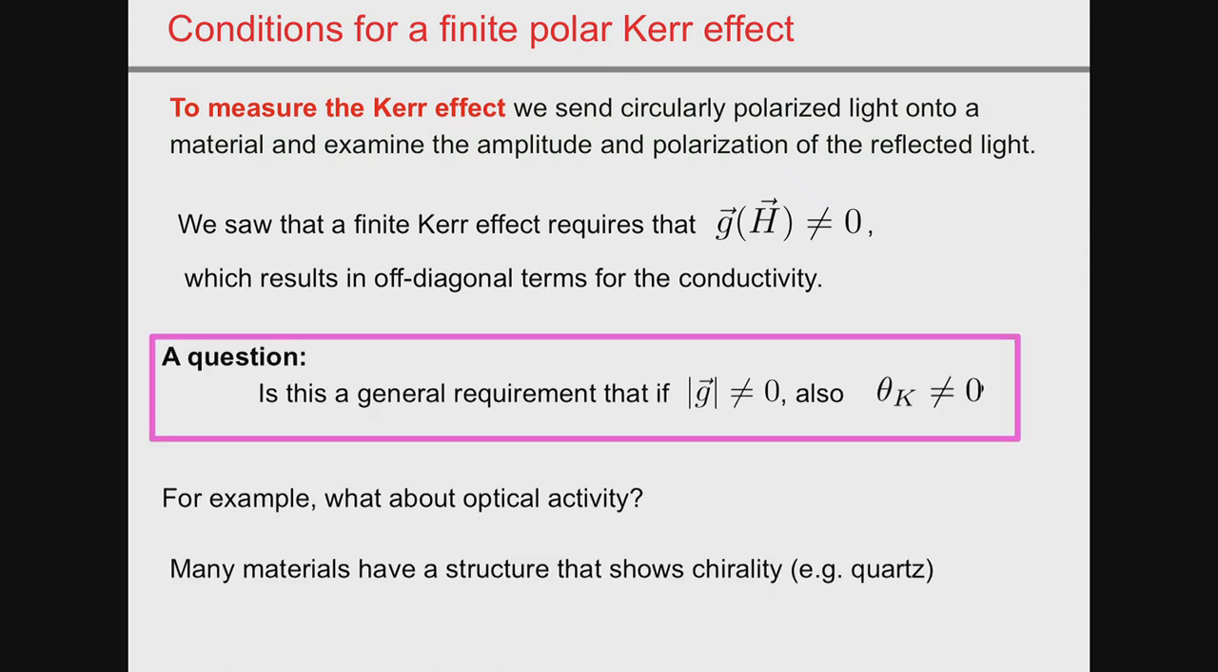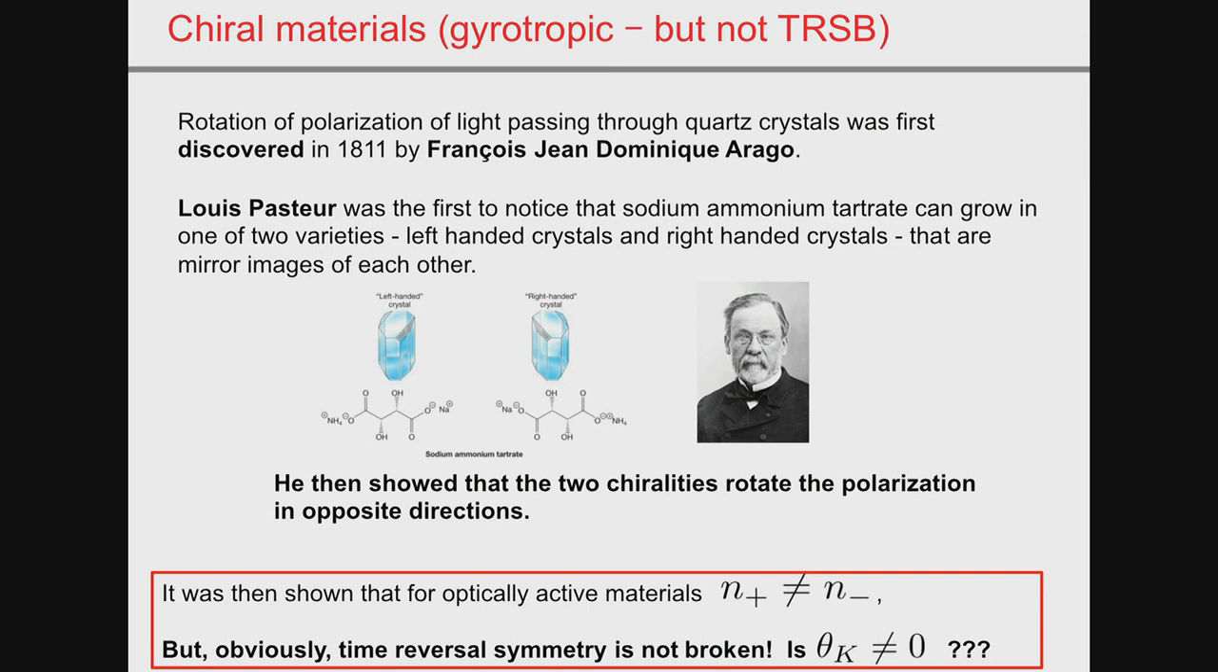Okay, we understand that. But there is a question. Is the general requirement that the gyrotropic term is non-zero also sufficient for the Kerr effect to be non-zero? Because I showed you a gyrotropic term that originated from the magnetic field. There are other ways to generate gyrotropic terms, for example, optical activity, chirality, quartz. If you didn't know, there is a direction in quartz which has chirality.